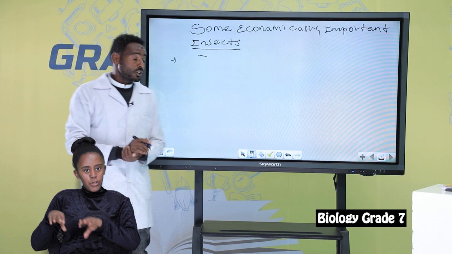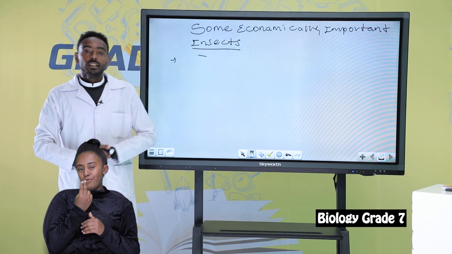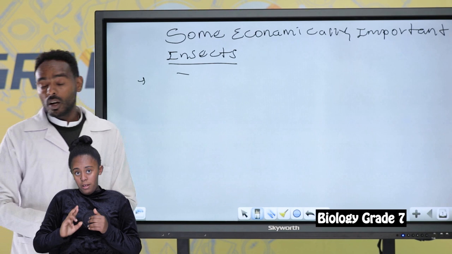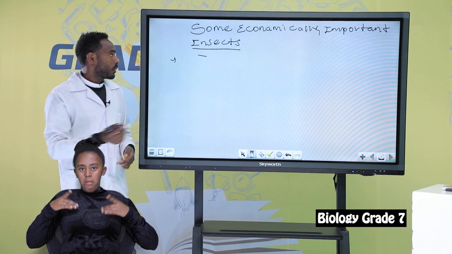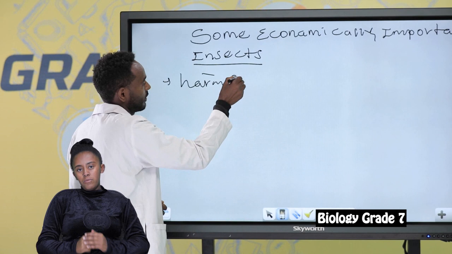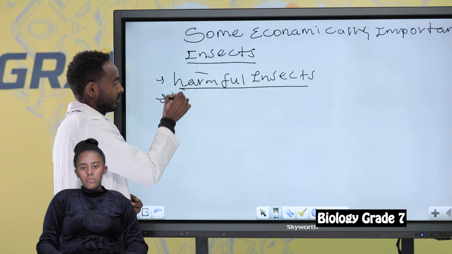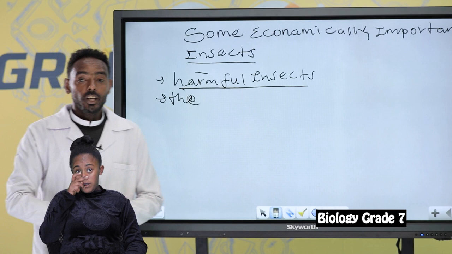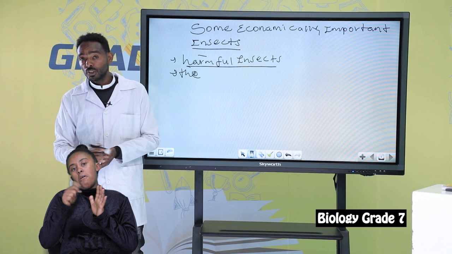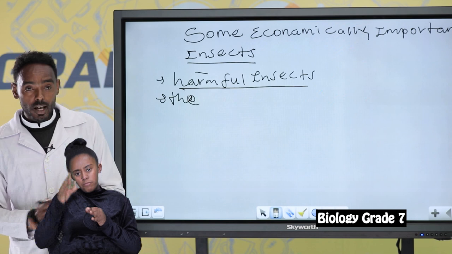Dear student, some insects are harmful and some of them are useful. We see one by one some harmful insects. Harmful insects are insects which cause harm to human beings and also cattle. Let us see one by one. Insects like tsetse fly, armyworm, maize stalk borer, and also locusts are called harmful insects. They cause different harmful activities to human beings and also cattle.